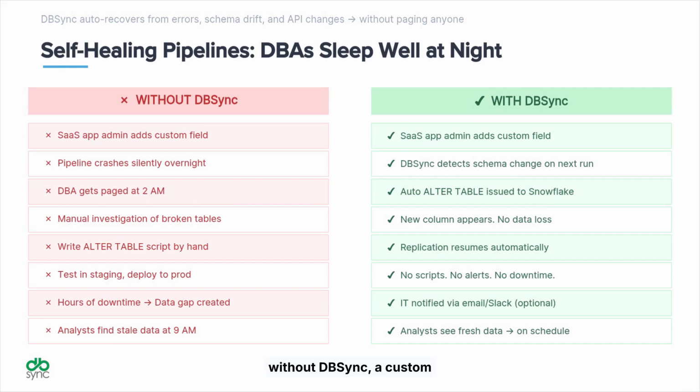Let me paint two pictures. Without DBSync, a custom field gets added on Friday. Your pipeline crashes overnight. The team finds out on Monday morning. Someone spends the day writing a patch. The data gap never fully recovers. With DBSync, the same field gets added. DBSync detects the schema change on the next run, issues the alter table automatically, and replication continues, without a single alert, a single script, or a single lost record. DBAs using DBSync say the same thing. They stopped worrying about the pipeline. That's what this platform delivers.